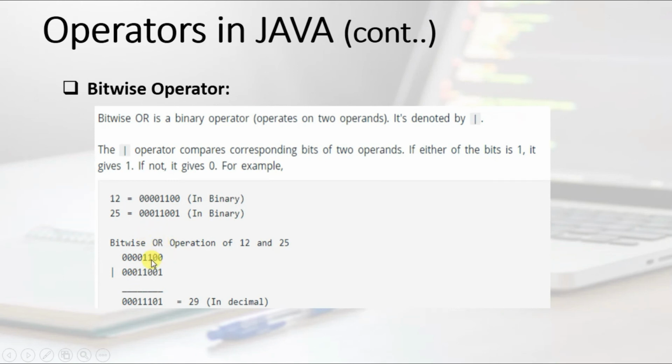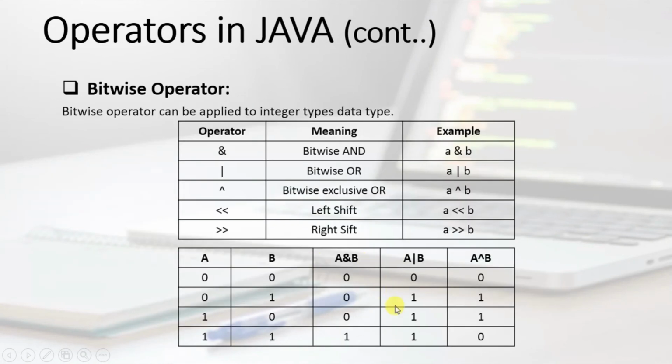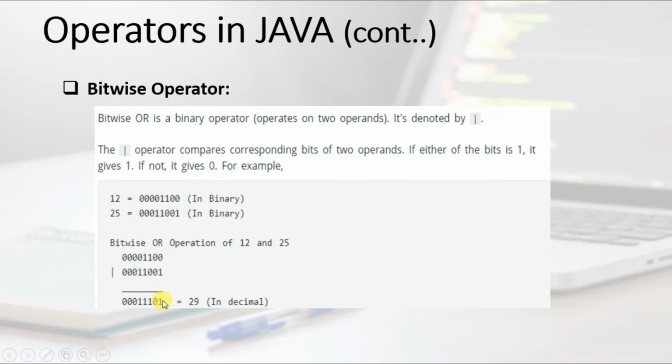Now as we have discussed, for the OR operator, if any one of the values is 1, then the answer will be 1. For 0 and 1, 1 is there, so the answer will be 1. For 0 and 0, it will be 0. For 1 and 0, it will be 1. For 1 and 1, it will be 1. For 0 and 1, it will be 1. As we have used the bitwise OR for 12 and 25, the answer will be 29. Why? Because the result is 0 0 1 1 1 0 1, and if you represent this value as a decimal value, the answer will be 29.